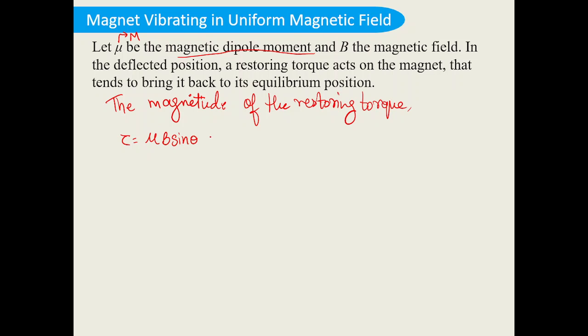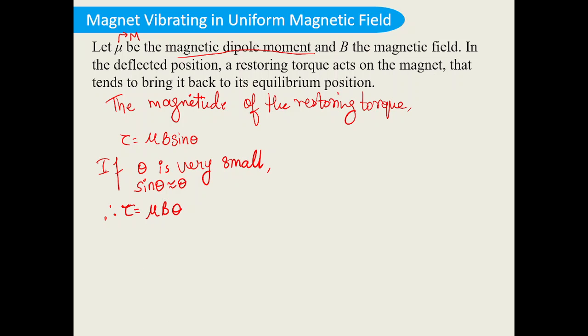So if theta is very small, I can say sin theta is nearly equal to theta. Therefore tau equals mu B into theta.